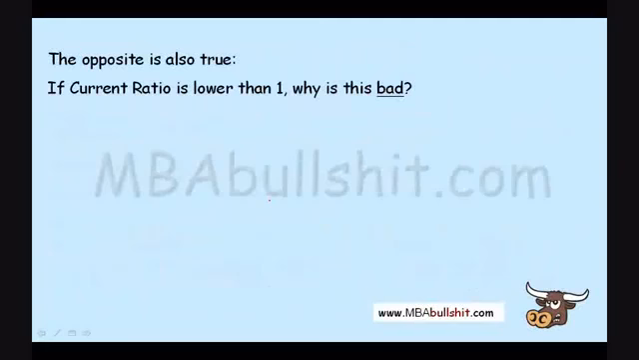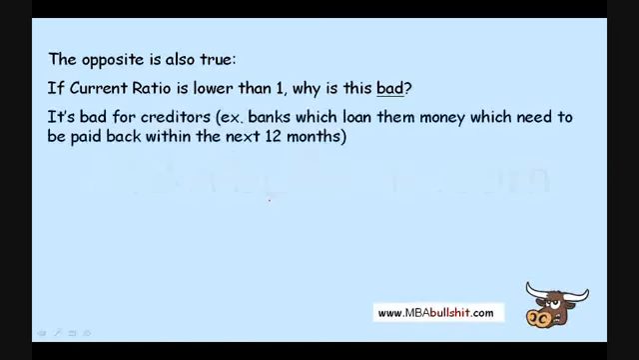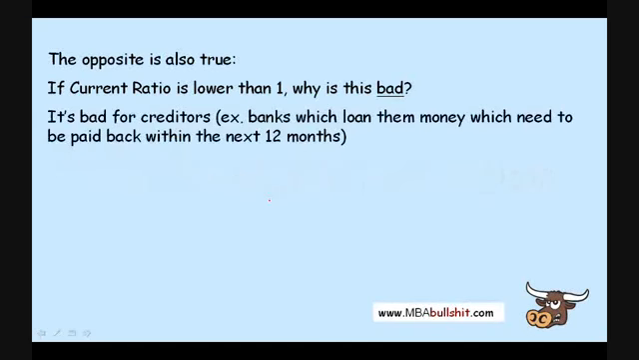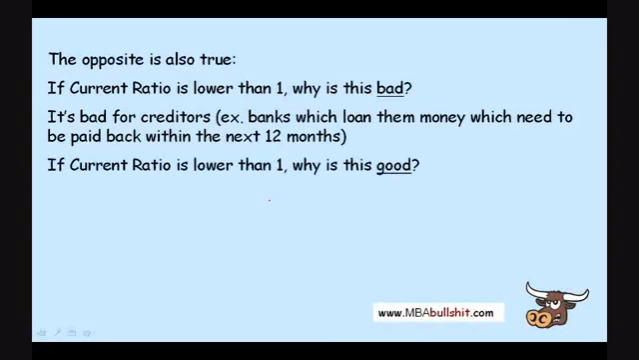Okay, now the opposite is also true. If the current ratio is lower than 1, why can this be bad? Well, it's bad for creditors, the bank, because then that means that the company might not be able to pay back its creditors within the next 12 months.